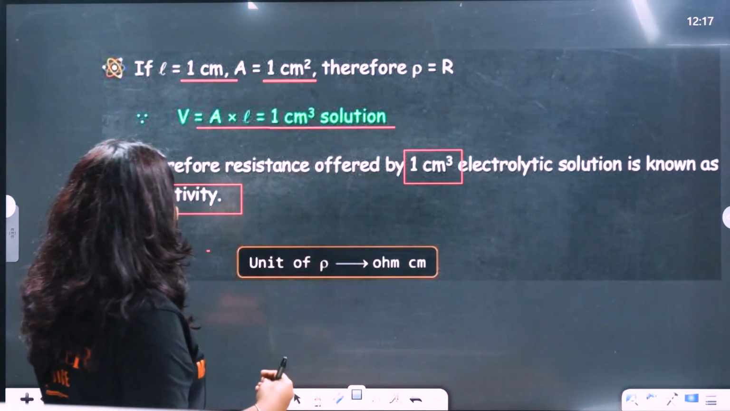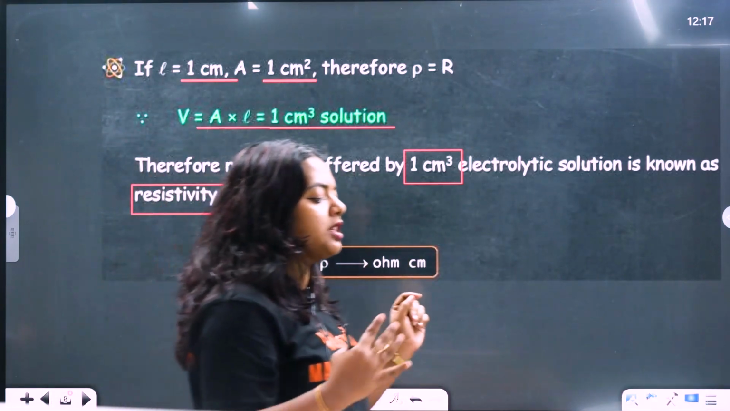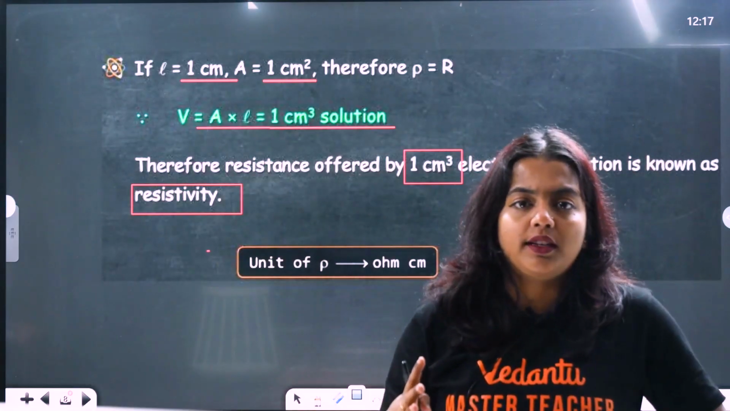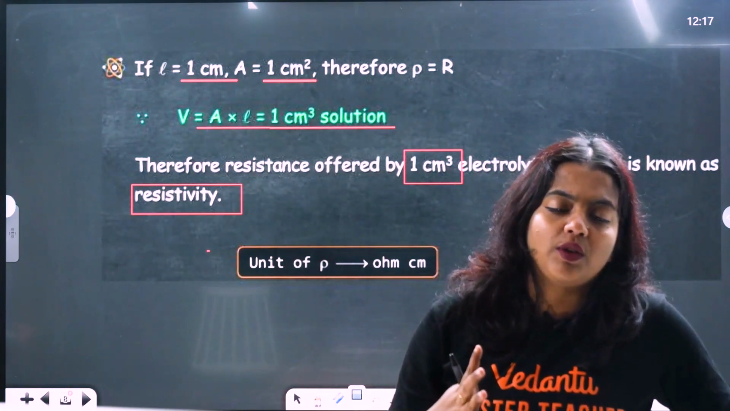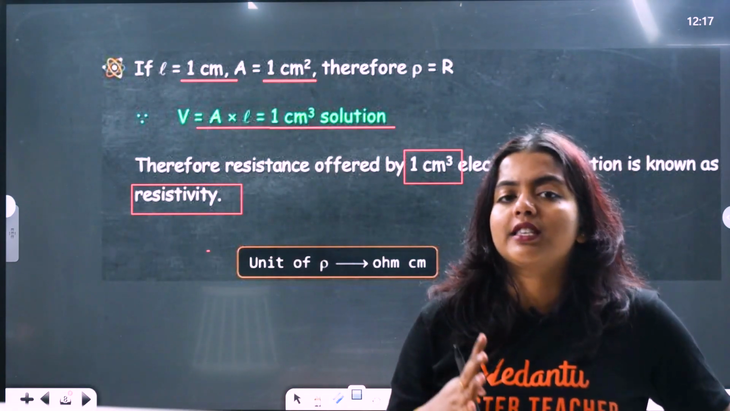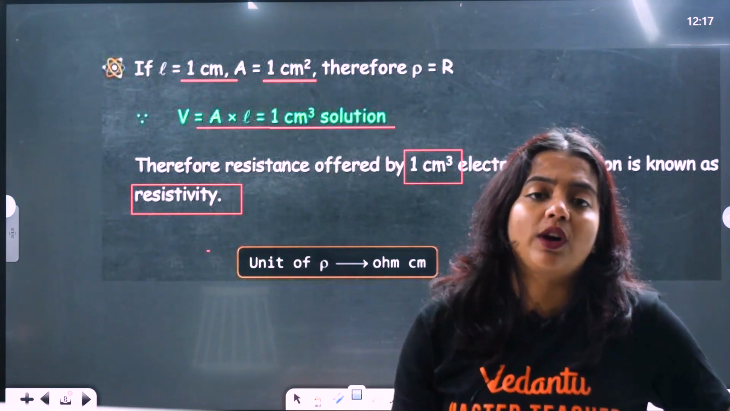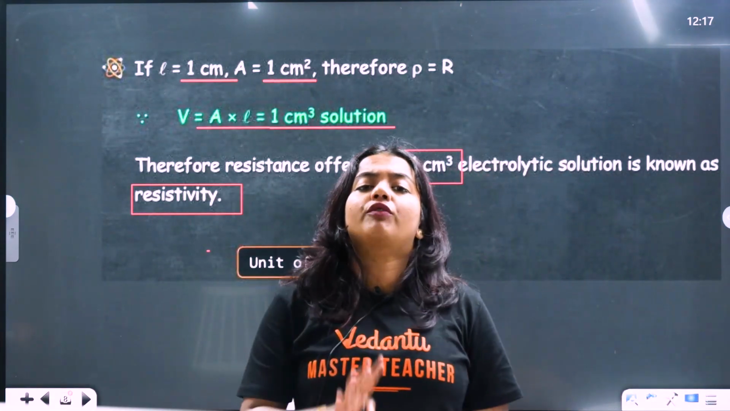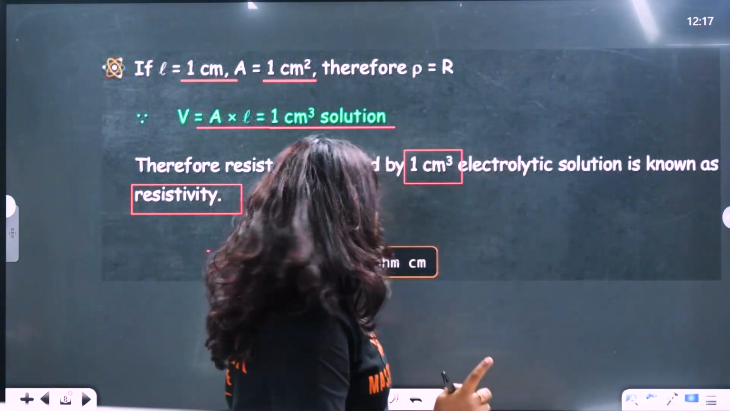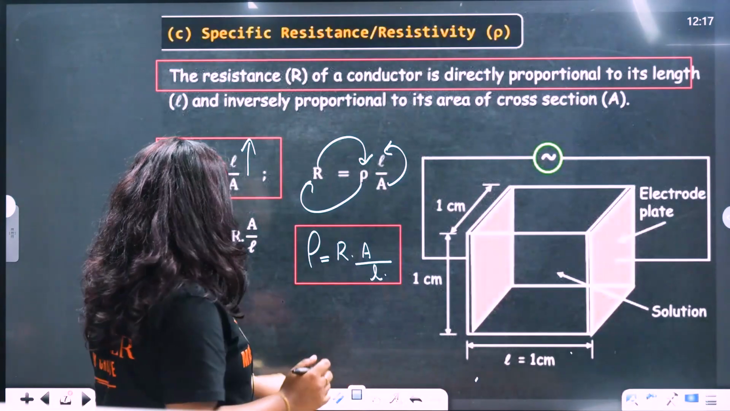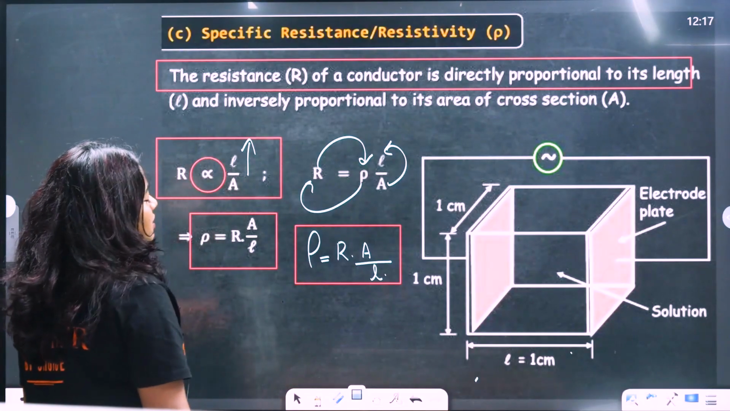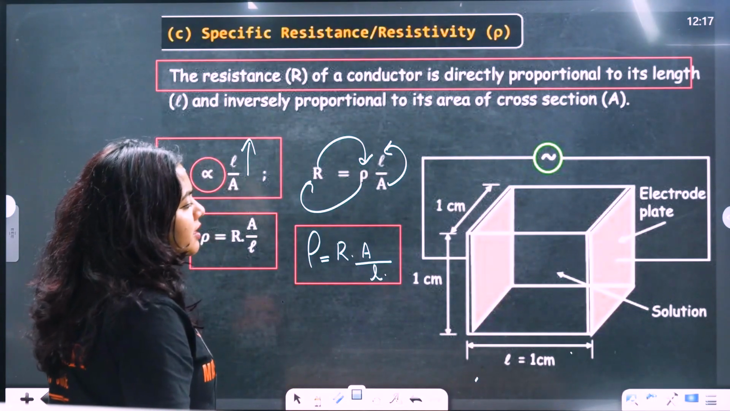I hope this is very important also. Children, we took a 1 centimeter cube volume. See, volume is equal to area into length, right? If I'm taking 1 centimeter as the length and the area of the cross section as 1 centimeter square, then by equating this equation we can easily understand that the resistivity is equal to resistance into A by L, and A by L is equal to 1.